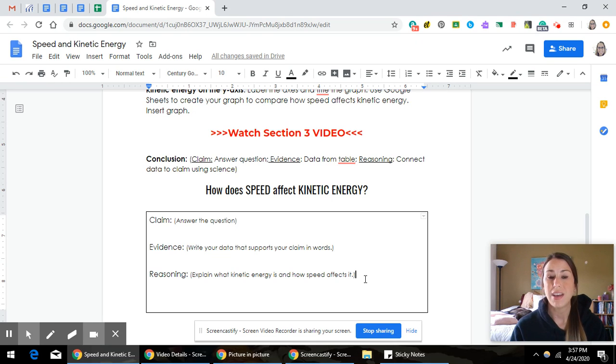Please make sure that you're using capital letters and punctuation, because this is wrapping up your entire lab. So how does speed affect kinetic energy? What happened when you increased your speed? And what happened to your kinetic energy? What is that relationship between the two? Let me know if you need any help.